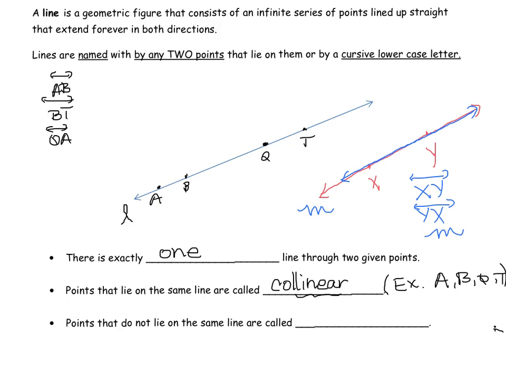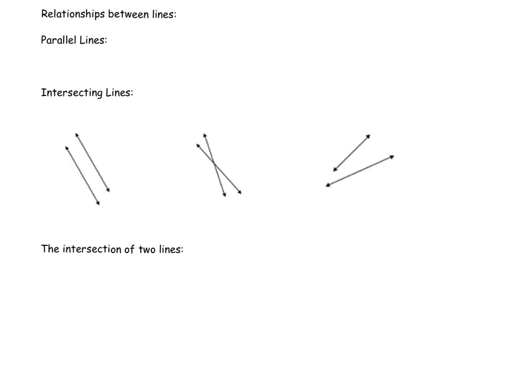When we have points that do not lie on the same line, we simply call them non-collinear. And in our examples above, for example, A, B, and X are non-collinear. If I were to draw a line through A and B, it would not pass through X. Lines can have one of 2 relationships with each other. Either they can be parallel, meaning they never intersect, or they can intersect, and those are really the only 2 options. So in this diagram here, these 2 lines are parallel.